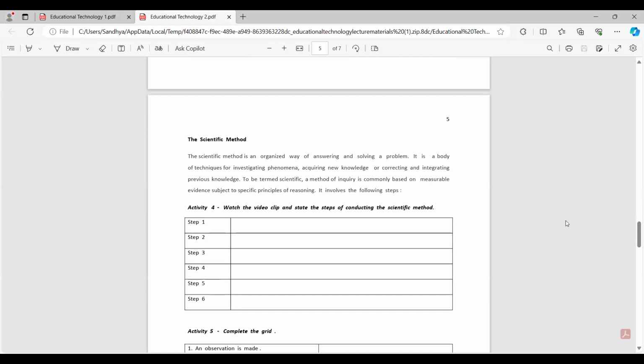Now, the scientific method is a student-centered method. It comes into the student-centered approach. The scientific method is an organized way of answering and solving a problem. It's a body of techniques for investigating phenomena, acquiring new knowledge, or correcting and integrating previous knowledge.